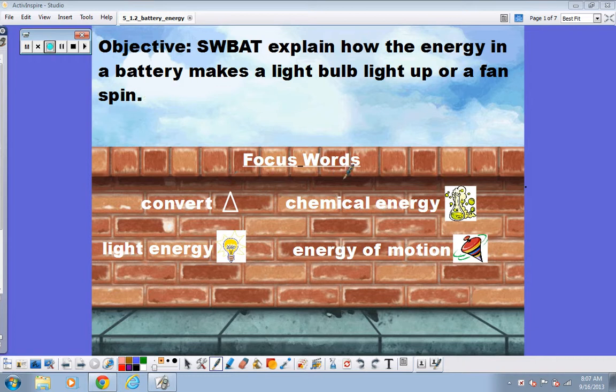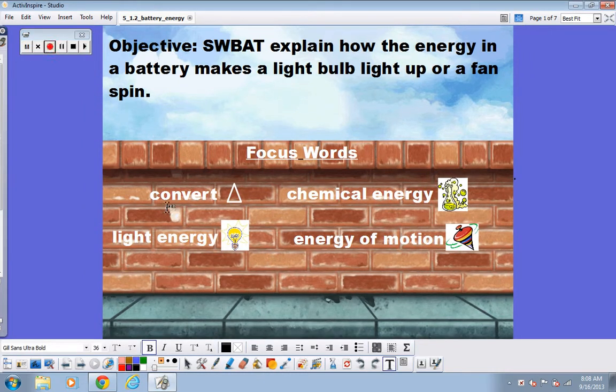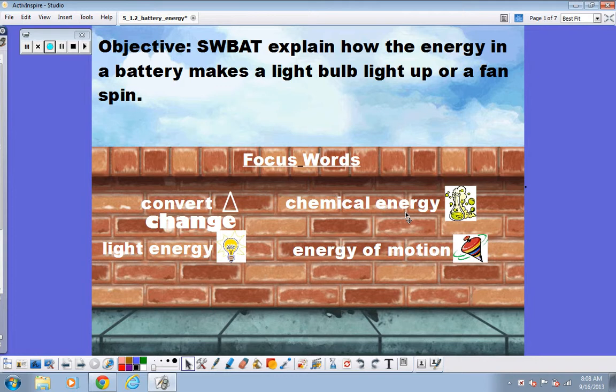And our focus words today are going to be convert, which really just means change, and that's why I have our delta sign there, because we know that the delta sign means change, so that is what I will mean when I say convert. We are also going to talk about chemical energy, which is the energy inside of a chemical, light energy, which is the energy inside of light, and energy of motion, which is just the energy of something that is moving. So those are our focus words for today.